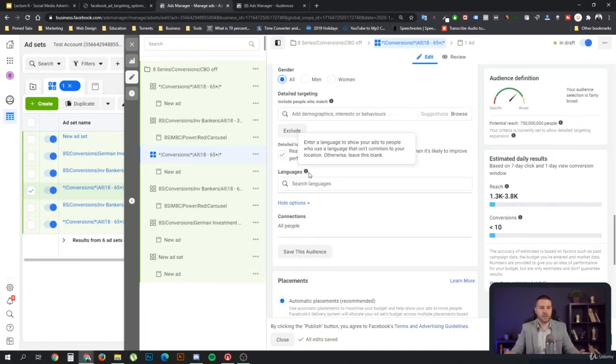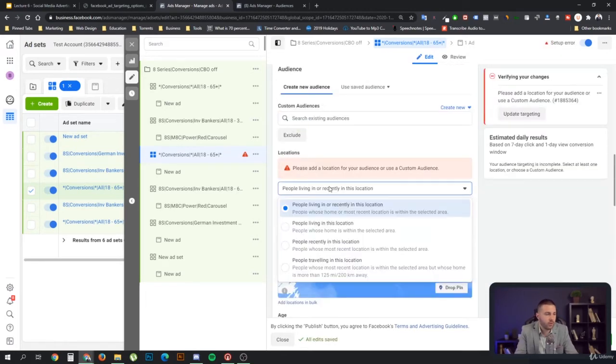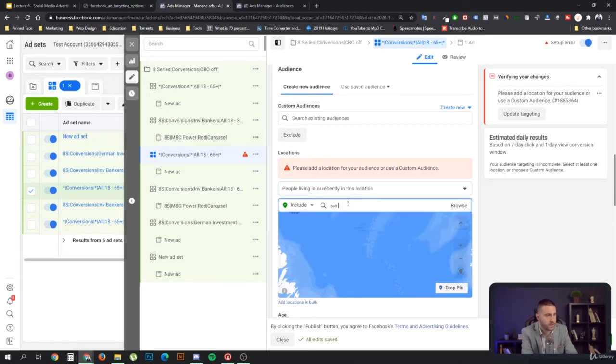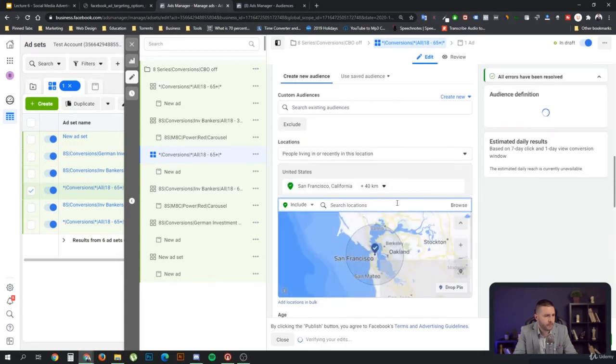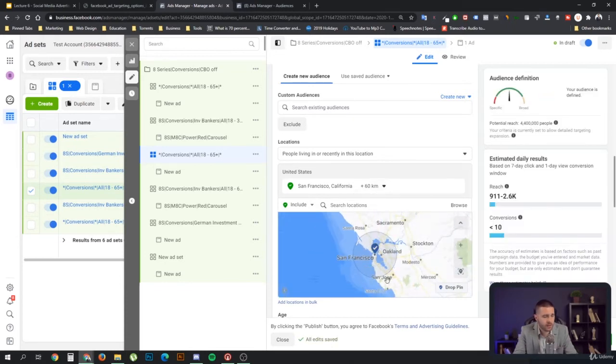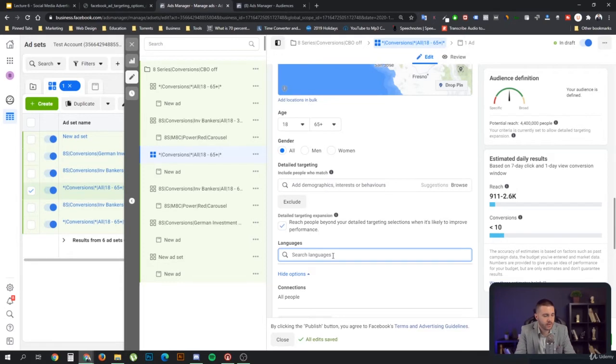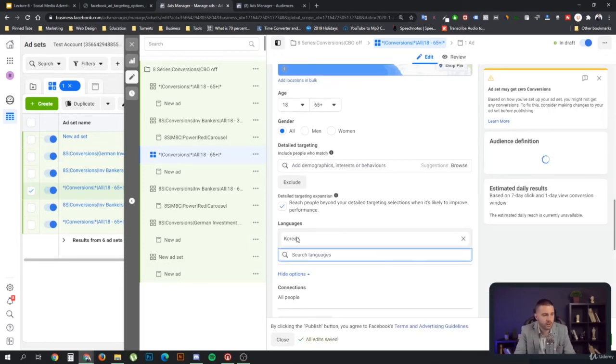Now moving on to the languages. Languages are pretty simple to explain as well. You use a language to show your ads to people who use a language that isn't common to your location. So for example, if you want to target the Korean community within San Francisco, then you would go to the search bar and say San Francisco, California. Let's say that we are fine with targeting a bigger area than that, even if we catch some part of San Jose and so on. Let's say that we are targeting this area and we want to just target the Korean community within that zone.